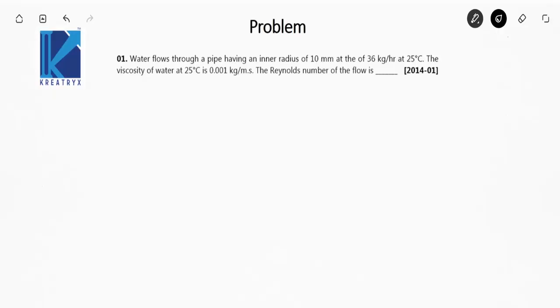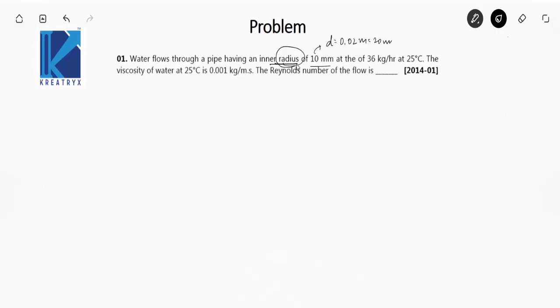Hi, in this video I'll be taking some of the previous year problems from the chapter flow through pipes. So let's see this first problem. Water flows through a pipe having an inner radius of 10 mm. So this is now inner radius. Generally we are given the diameter, but beware, this is inner radius of 10 mm, so diameter will be 0.02 meter or 20 mm.